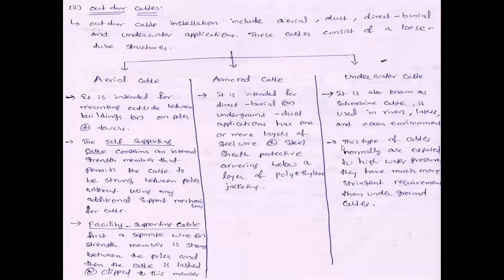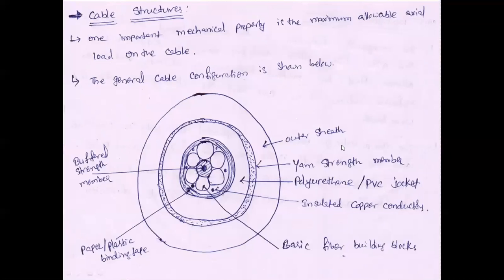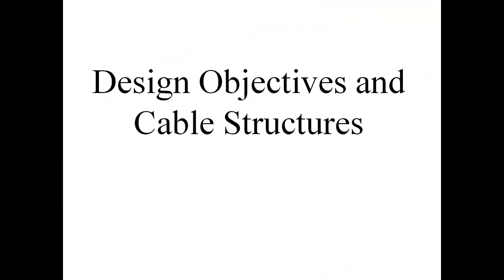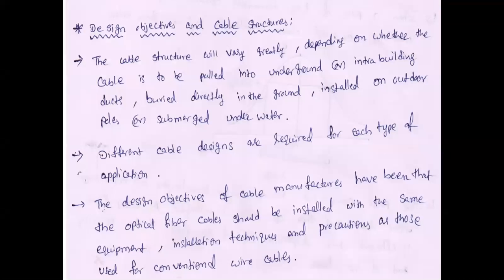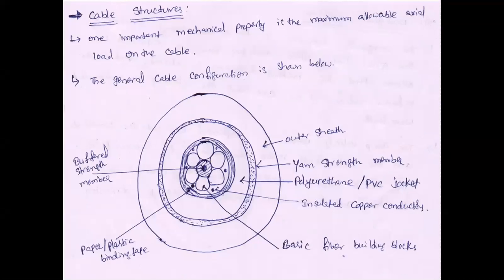Right, and today we discussed the topic of what are the different types of cable structures available. In this class we discussed the design objectives and the different types of cable structures available. Based upon these design objectives, we discussed the basic cable structure. Here in this cable structure, six fibers are grouped together, and we give some protection to the optical fiber cables. This is the general cable structure.